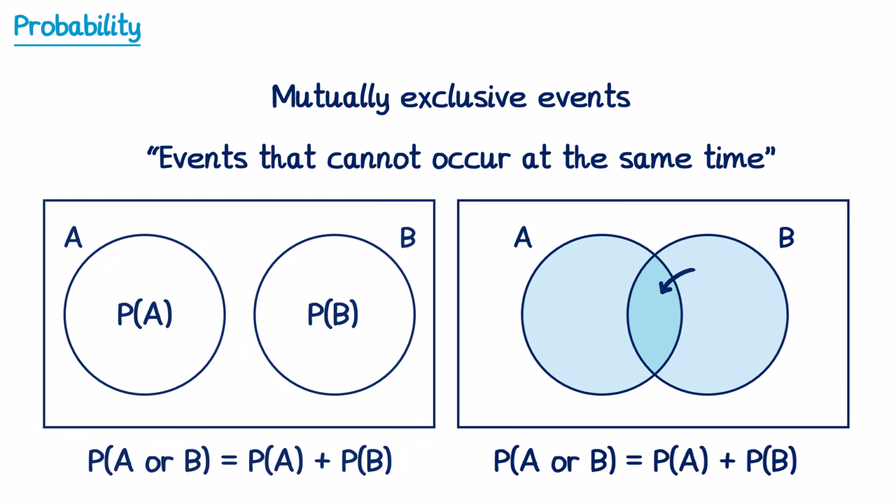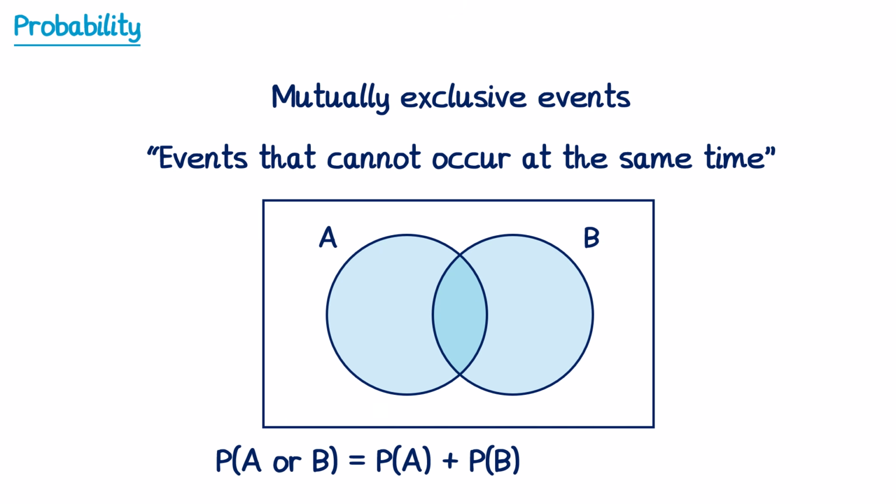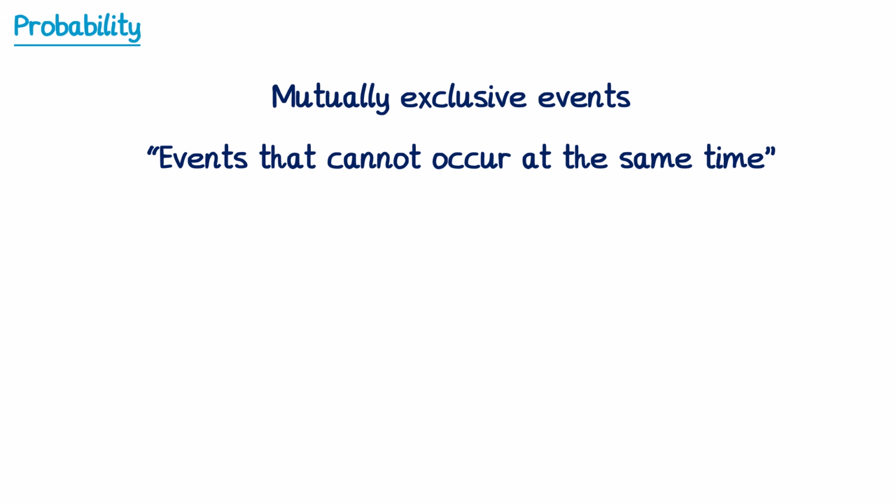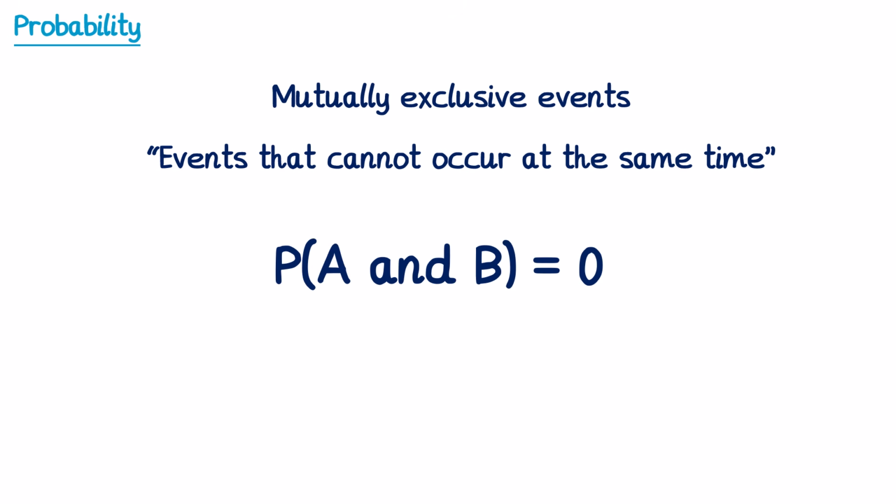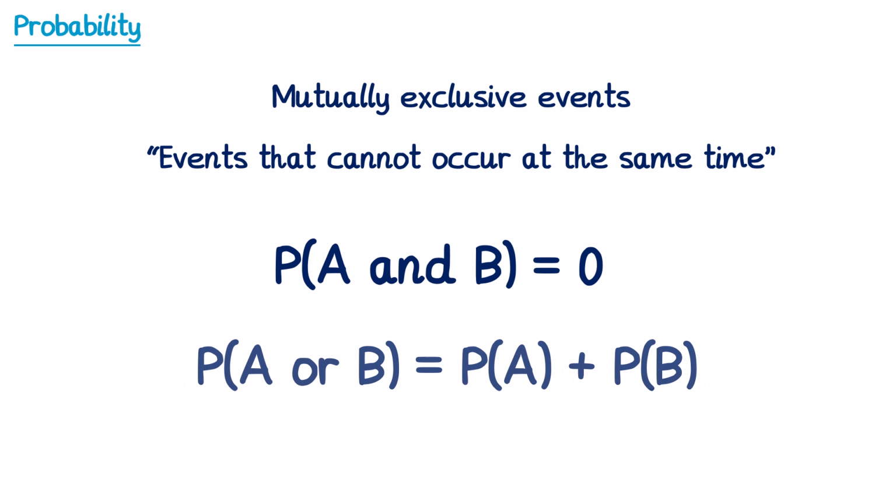We can make one addition to this formula though. Since the overlapping section in the middle was counted twice, and that's the probability of A and B, we could just subtract this, and the formula will now be correct. This is something that you will look at more in your second year of A-level study. So to summarise, if two events are mutually exclusive, then we have the probability of A and B equaling 0 since there's no overlap, and the probability of A or B is the sum of the probability of A and the probability of B. Let's take a look at some mutually exclusive events.